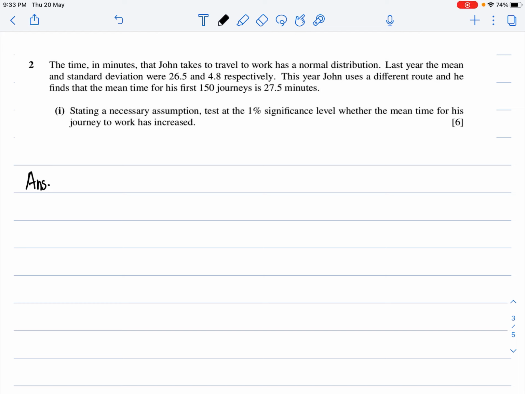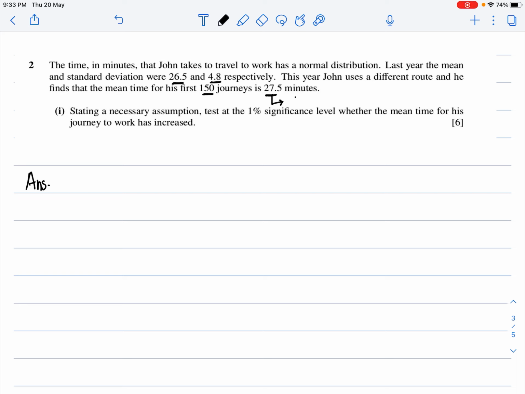This is the second question of the paper. The time in minutes that John takes to travel to work has a normal distribution. Last year he took a mean of 26.5 and a standard deviation of 4.8. This year John uses a different route, and he finds that the mean time of his first 150 journeys is 27.5 minutes.